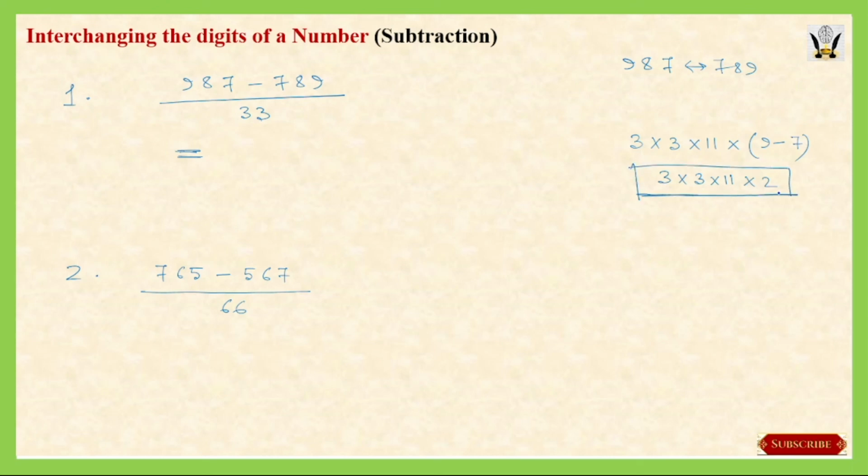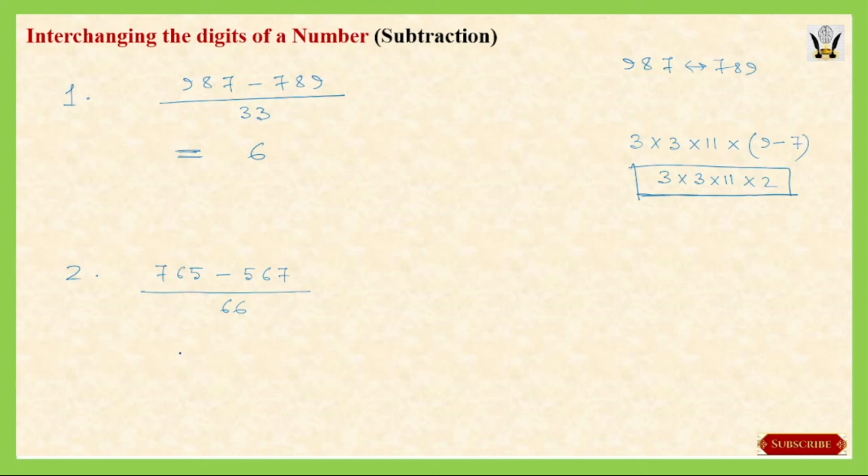Now if we divide the result of subtraction by 33, meaning 3 and 11, what could be the result of division? The multiplication of the other two remaining factors. Here the remaining factors are 3 and 2. So the answer will be 6. So if we know the trick, we can easily and quickly answer without even performing the subtraction and division.